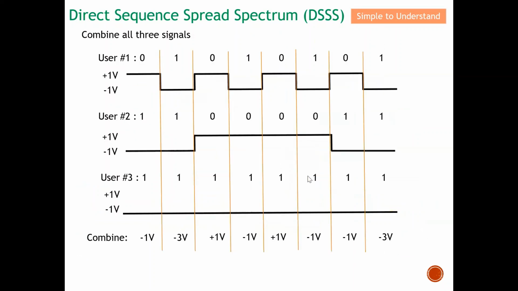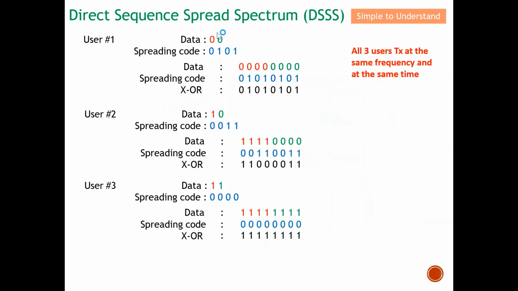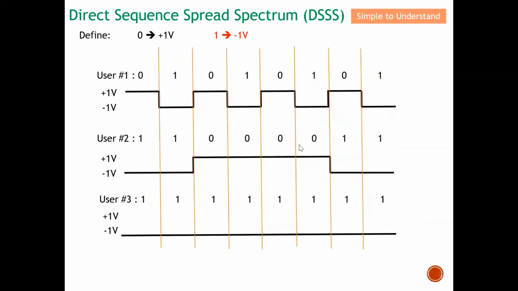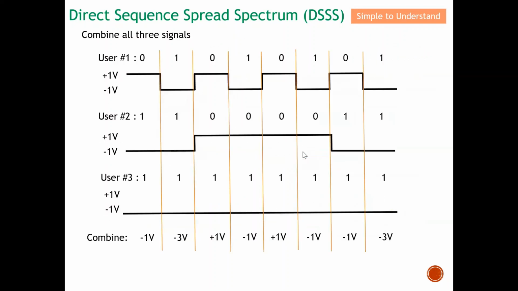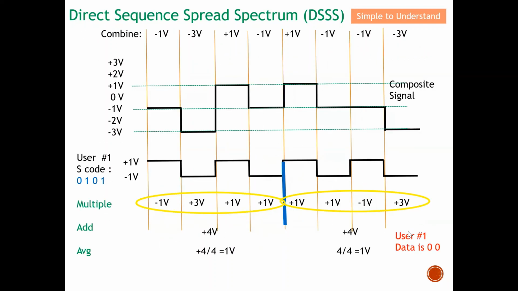Okay, if you still remember, this is user 1 sending the data of 0, 0. And then there are 3 users sending together. And I can actually recover the user 1 data without knowing how many users there are, and without knowing what the user data are. This is how I recover user 1 data.